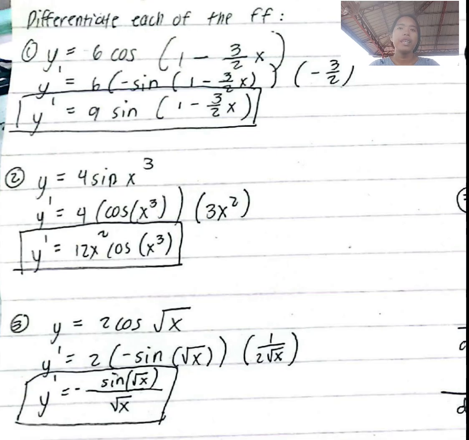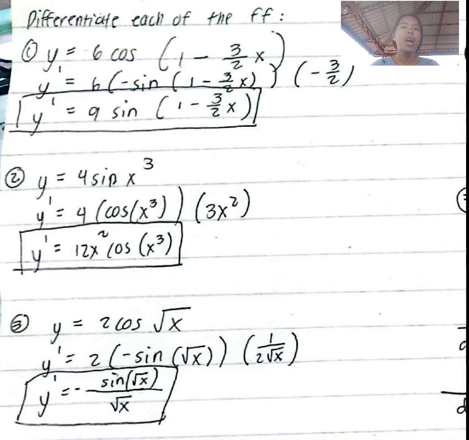The first function is y = 6 cos(1 - 3/2 x). First, we observe the cosine is the outer function, and the expression 1 - 3/2 x is the inner function. So our step 1 is to differentiate the cosine function. The derivative of cos u is negative sine u. So we have y' = 6 times negative sine(1 - 3/2 x). So our step 2 is to differentiate the inner function.